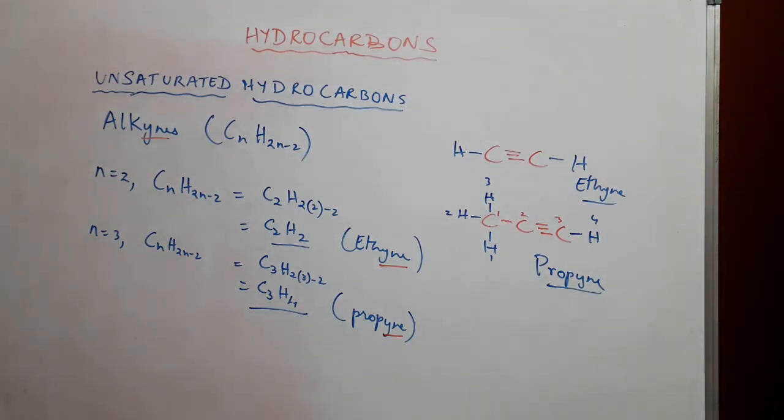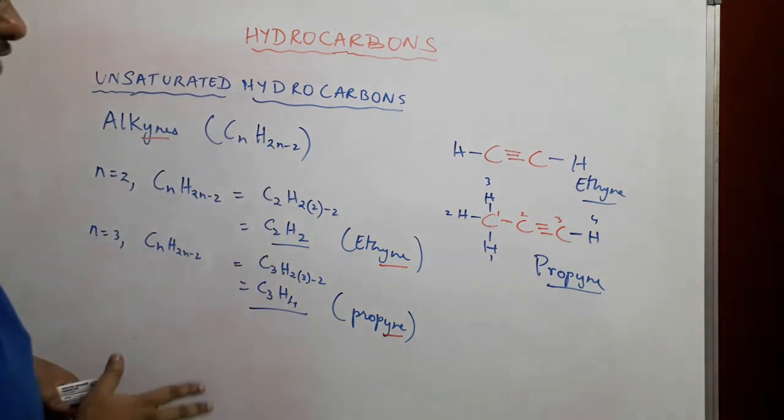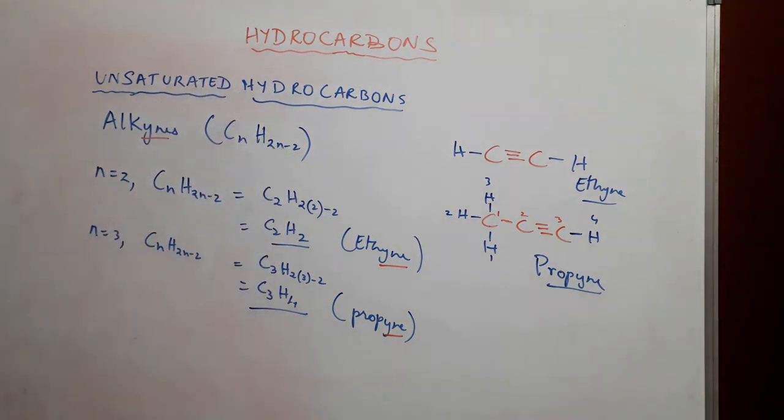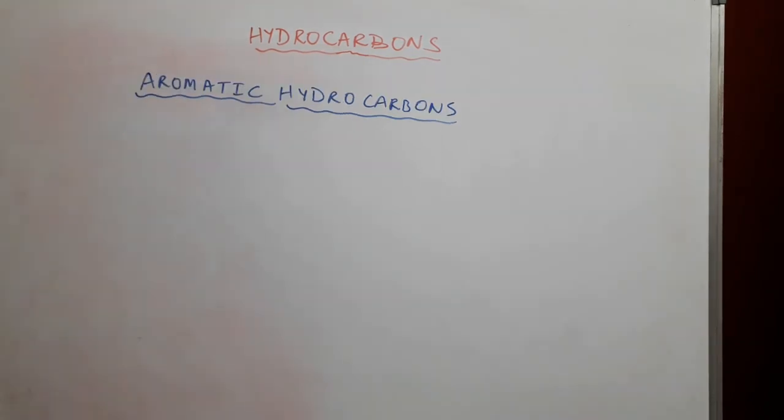Okay, so now we have covered unsaturated hydrocarbons. Remember, unsaturated hydrocarbons are hydrocarbons possessing either a double or a triple bond. When you have only single bonds in a hydrocarbon and there are no double and triple bonds, they make up your saturated hydrocarbons, right? And now we have just one last category left to cover, your aromatic hydrocarbons.